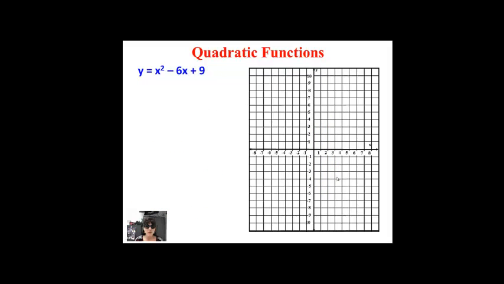Let's try another one. Now's a good time for you to pause and see if you can do this on your own. Okay, let's try the problem.